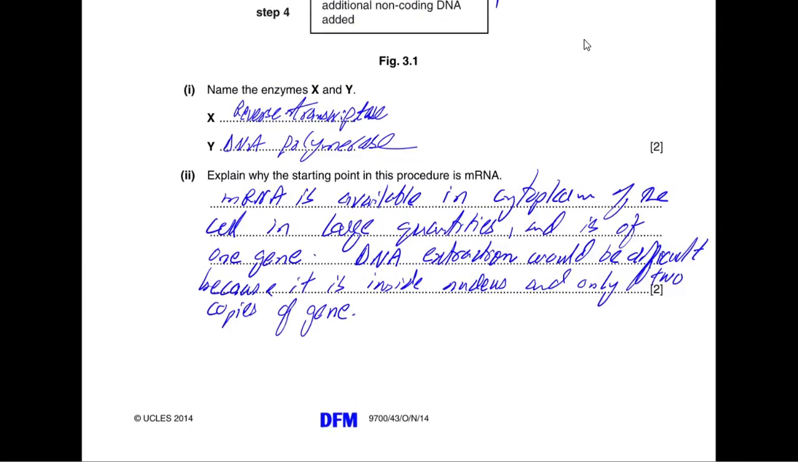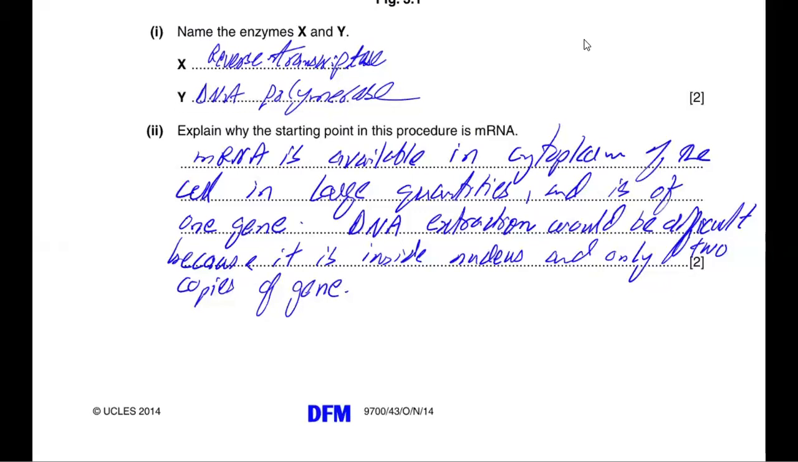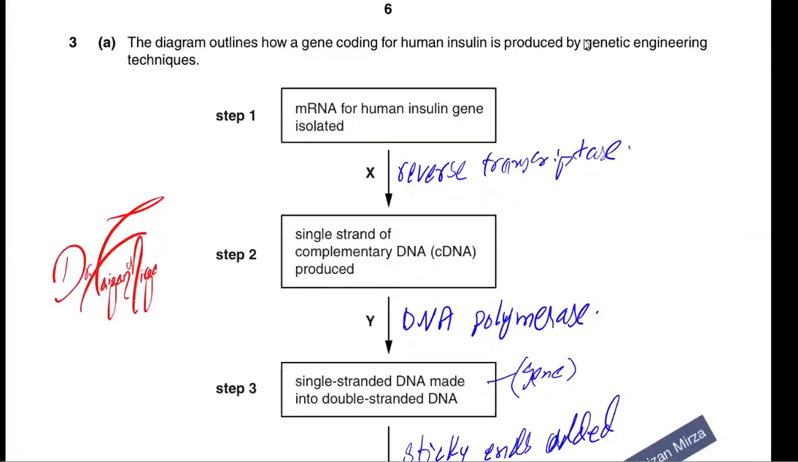This question is from October/November 2014, variant 43. The diagram outlines how a gene coding for human insulin is produced by genetic engineering techniques. Steps one, two and three are provided. Step one shows that mRNA of the human insulin gene is taken out, then something X is added, and step two follows, where a cDNA is being made.